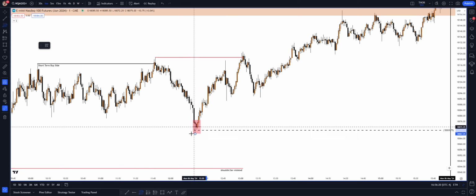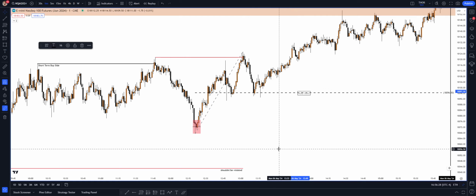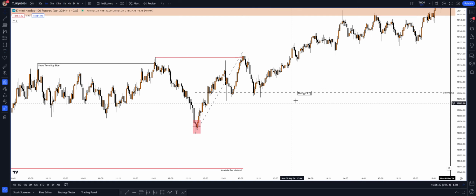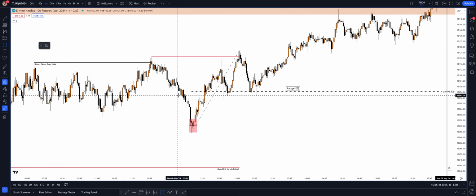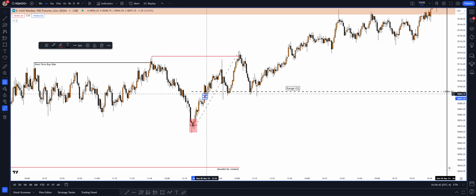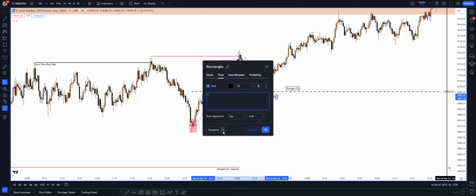You have the manipulation, expansion. You have a new dealing range, range equilibrium. Then, if you miss the first move, you can always wait for a pullback into range EQ and trade that. So price comes down to range EQ, rejects this wick's CE several times, and that's another entry. Also trades into this discount fair value gap, okay?